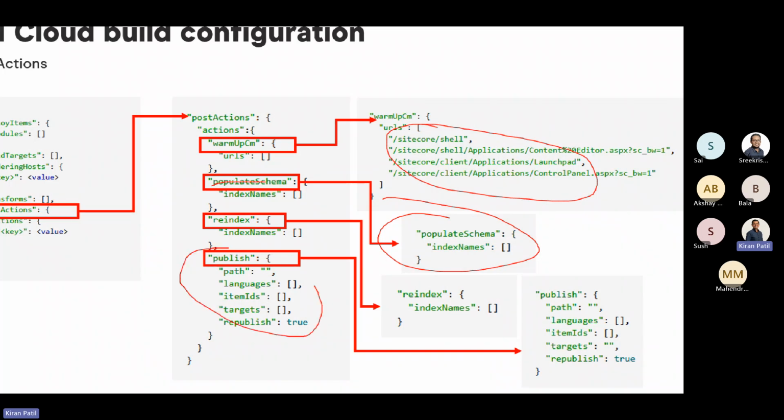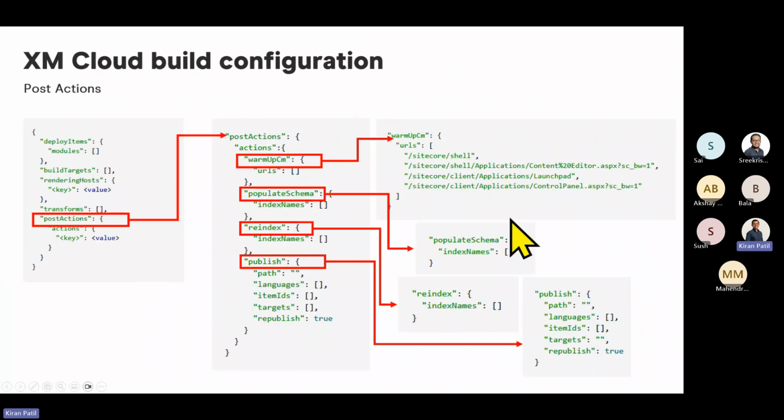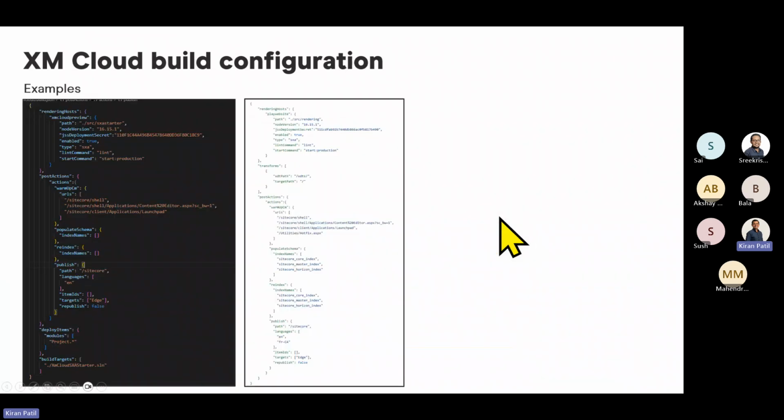From the publishing point of view, this is your publishing node where you can publish your items with item IDs, languages and target. So you can configure that as well. So you don't need to configure additional modules. Everything is part of XM Cloud configuration.